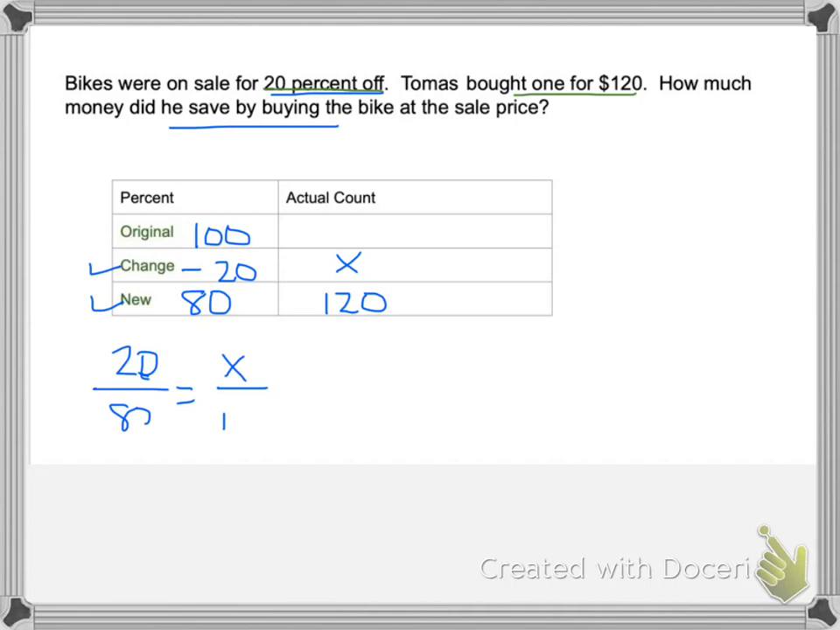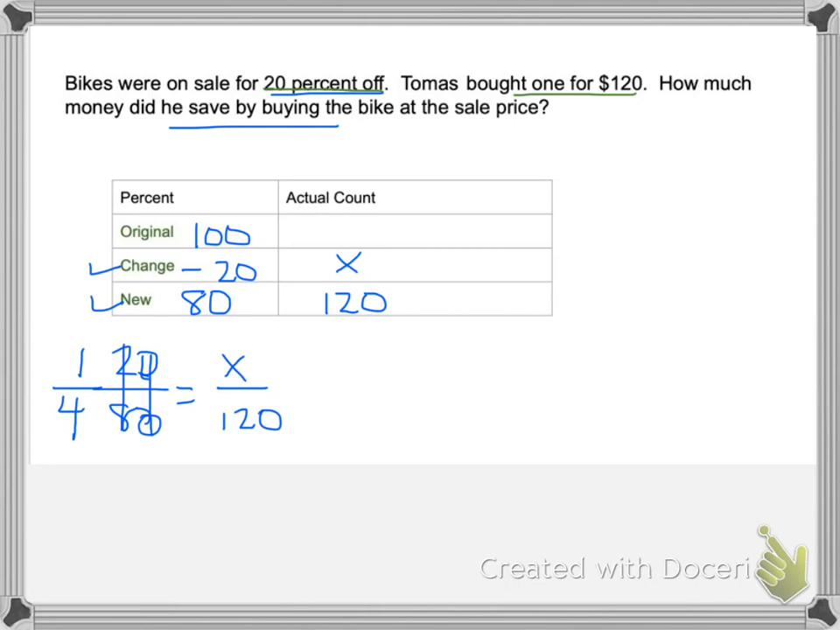Now remember, we can make our problems a little bit easier if we reduce, right? So 20 over 80, I can knock off some zeros, I can reduce on one side. And I can reduce 2/8 to 1/4. So I can have 1/4 is equal to X over 120.